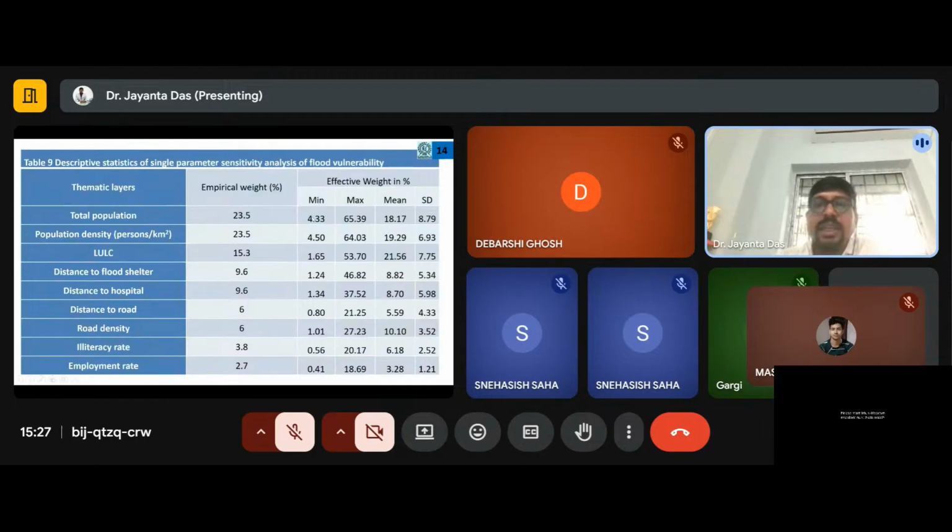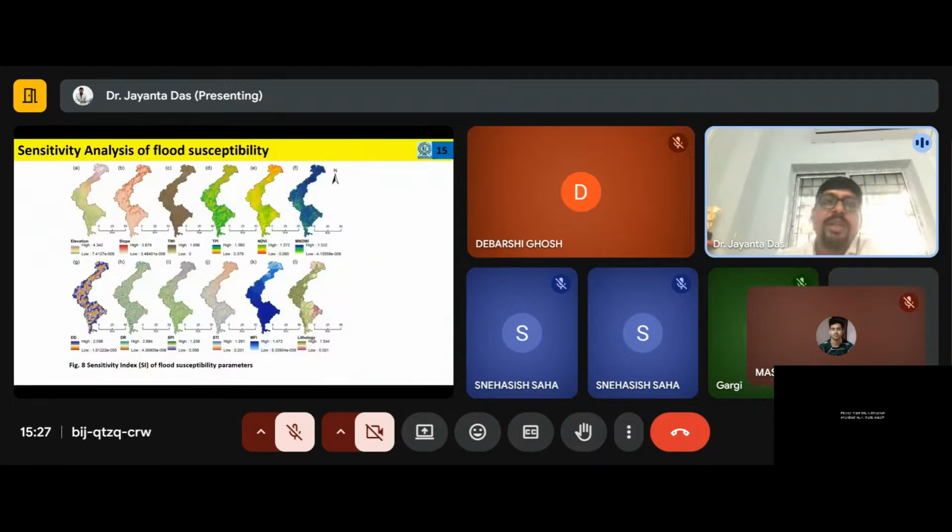Then similarly, you can see here the empirical weight for total population is 23.5, but the mean is less, 18.17. But in the case of LULC, it was 15.3, and it has increased to 21.56. But all are important parameters because all are more than 3%. So we cannot remove any parameter.